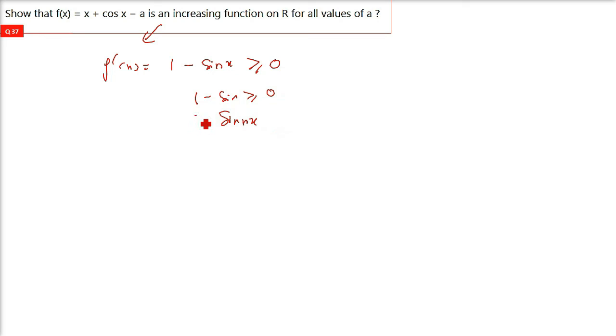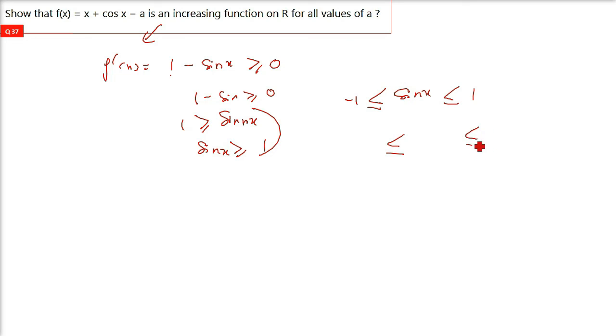So where should sin x be? If I take 1 to the other side, sin x is less than or equal to 1 in this case. I've just changed the sign. Now there is a slight change. I'll do it here: 1 - sin x is greater than or equal to 0. This is the better way to approach it: sin x is between -1 and 1.